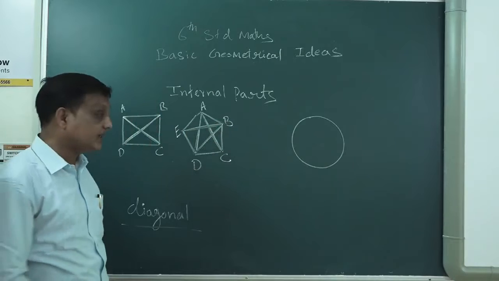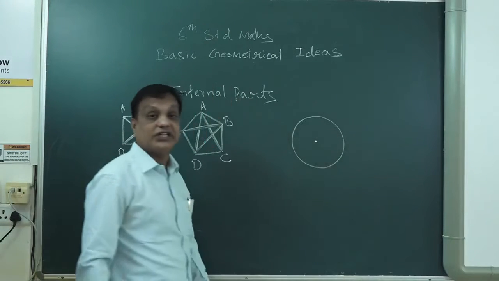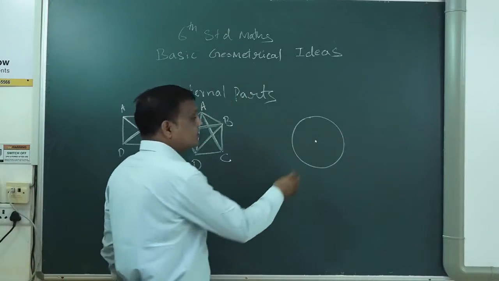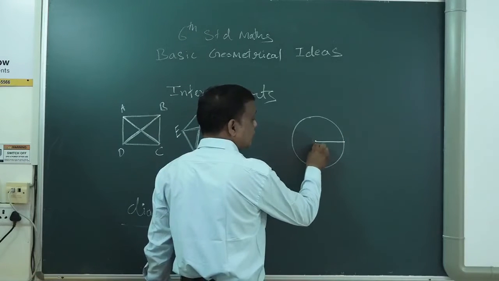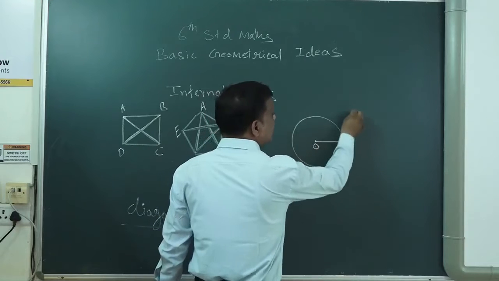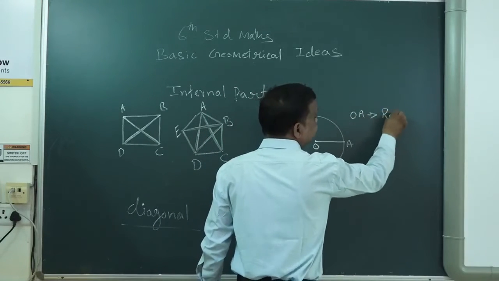What we will see here? We will see here center point, which is required to draw a circle. That's why it is a point. Again, center point. From center point to one end, I given here center point O and I given here A. So what is this OA? OA is radius.